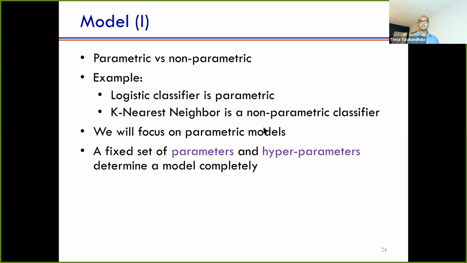As I said, deep learning or neural network architecture is typically parametric. So you would have a fixed set of parameters, and you also have what are called hyperparameters. This is something you might have seen if you look at SVM or even ridge regression. There will be this extra multiplier to the regularizer term, so you can think of that as a hyperparameter. These parameters and potentially hyperparameters determine the model completely.